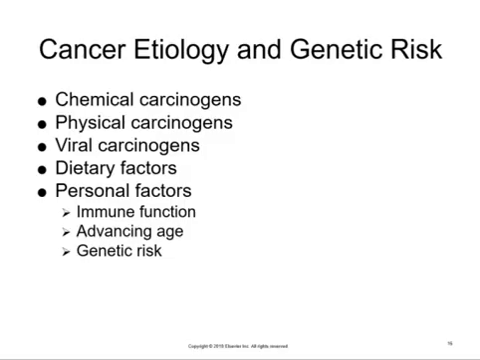Viral: HPV is a good example of that. Epstein-Barr, hepatitis. We have vaccines now for HPV, so it'll be interesting to see how the rates of that are affected over time. Dietary factors: animal fats, nitrates, red meat, low fiber, dyes. I could go on and on about that. So there's a lot of different things in our diets. And then, of course, personal factors like immune function, advanced age, and genetic risk.